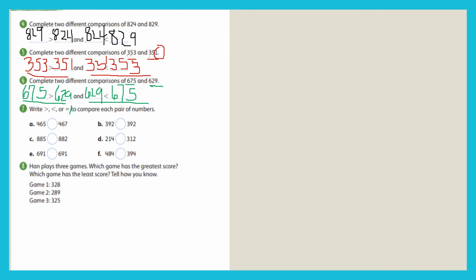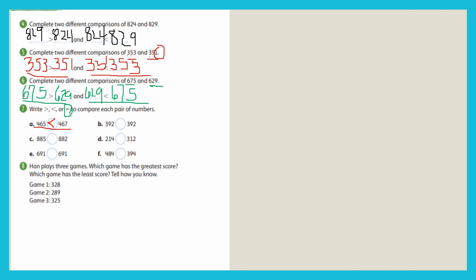Oh, look what they have done. If the numbers are equal, we need to put the equal sign. So let's look at this first one, 465 and 467. Both have 4 in the hundreds, both have 6 in the tens, but 7 is more than 5, so my arrow has to be open to the bigger number. 465 is less than 467.